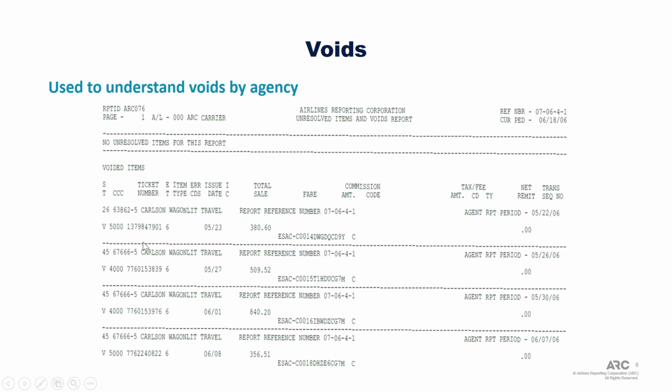If a void has a V next to it, that's going to indicate that it was voided directly in the GDS. Instead of a V, if you find an M, that's going to indicate that it was manually voided in their IER report. In the event that there's a C, that means that it's a system canceled. So the unresolved items and voids report is where you'll find your voids and your canceled items. And again, this is included in the carrier sales report and also as a separate report.